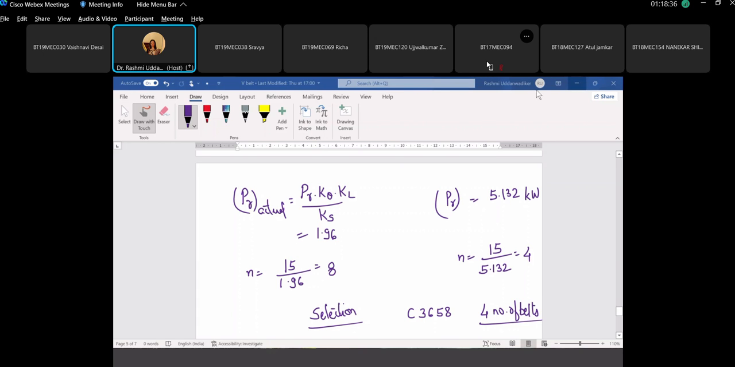What's your query? It can be 3, the number of belts. Yeah, what is this value coming out to be exactly? This would be 2 point something, 2.9. Then you can take 3 also. Why 4? Go with 3. It's coming out to be 2.9, right?